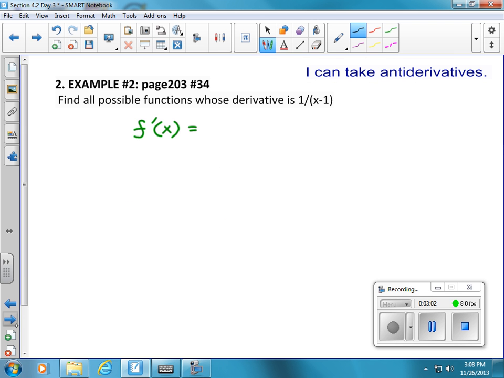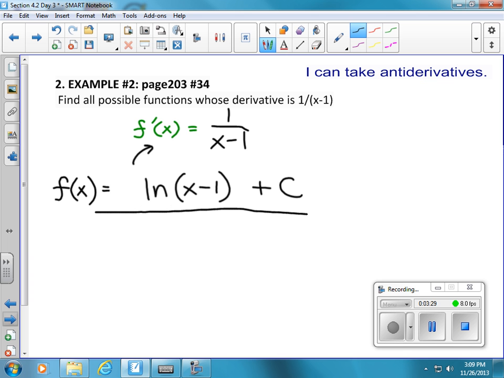Let's try another one. Find all possible functions whose derivative is 1 over x minus 1. All right, so what function gives me 1 over something? Aha, that's the ln function. So if I have ln of x minus 1, is that my derivative? I think so. Now all we do is add a c. These are all the possible functions where the derivative equals 1 over x minus 1.